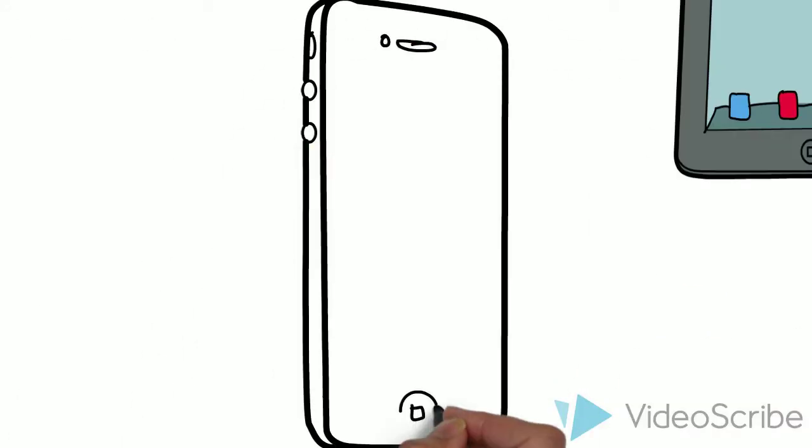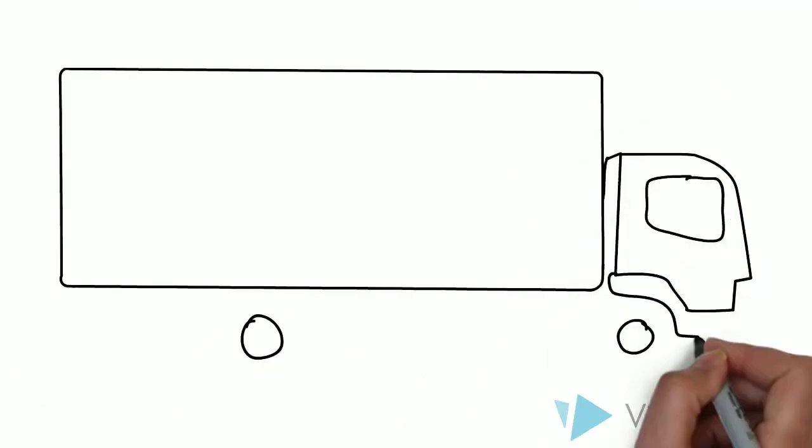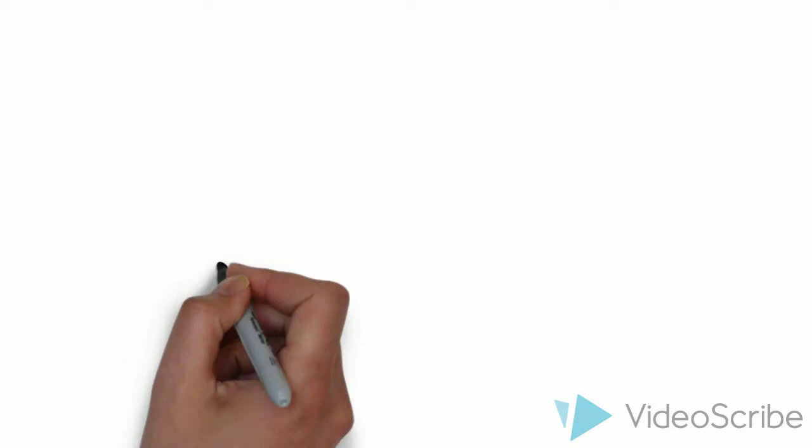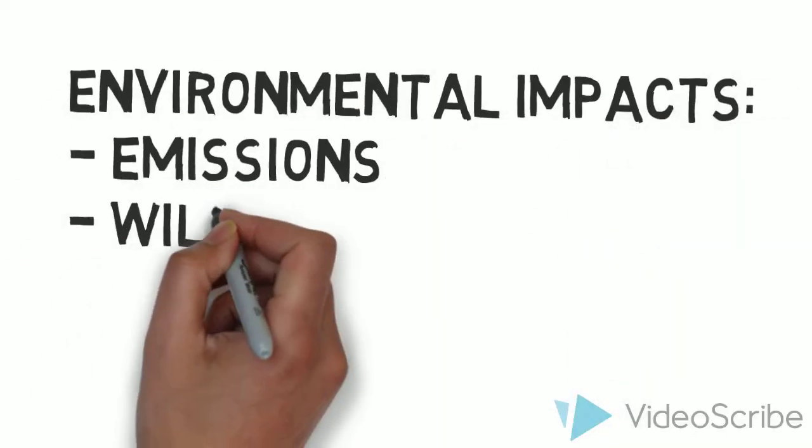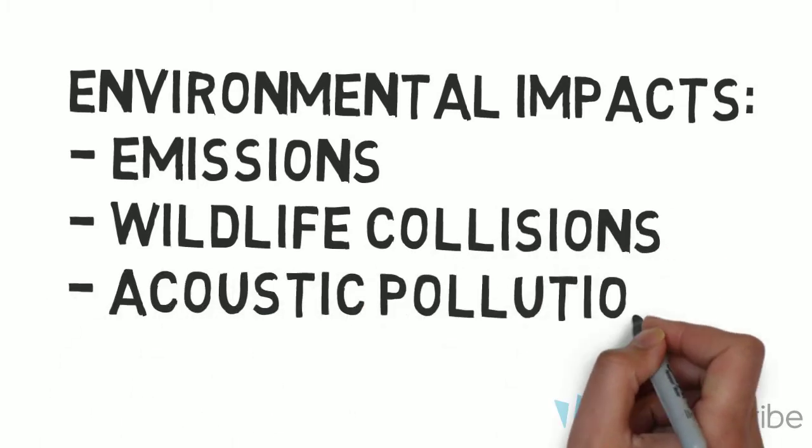The third step in the life cycle is transportation. Once manufactured, products are transported around the world for consumer purchase. Goods are generally transported by boat and in large transport trucks. To get large shipments across the ocean, cargo ships are used. The environmental impact of these ships include emissions, wildlife collisions, acoustic pollution, and oil pollution.